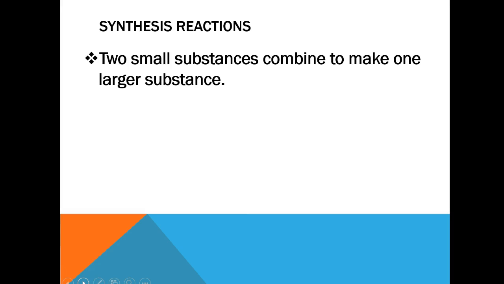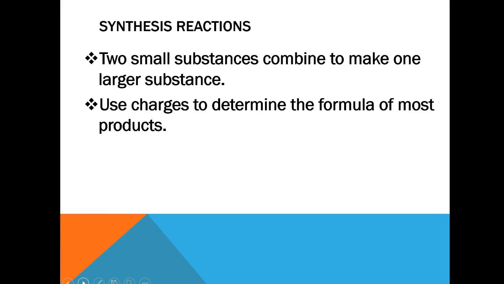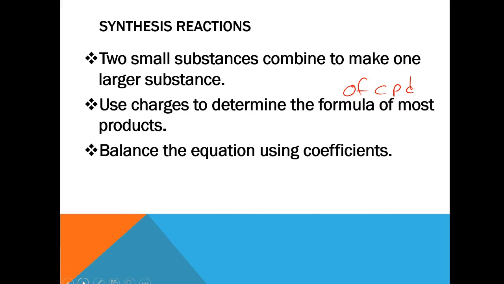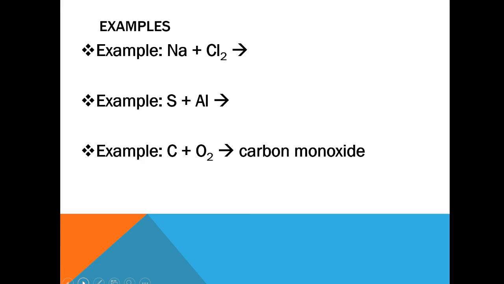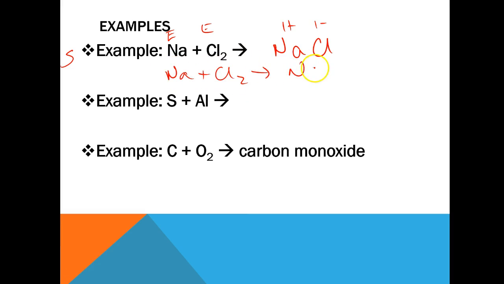So in a synthesis reaction, generally speaking, we have two small substances combined to make one bigger one. And you're going to use charges to determine the formula of the compound of most of the products. And then you balance the equation. So let me give you some examples. Na and Cl. I see element. That tells me this is synthesis. I'm going to drop and swap charges on Na and Cl. When I do that, I get NaCl. So the balanced equation is, put a 2 here and a 2 here.